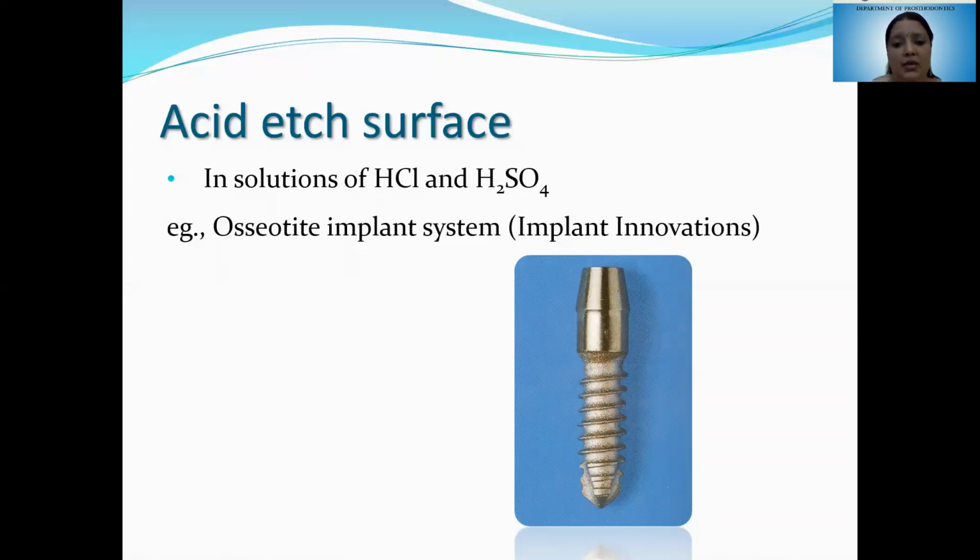The first modification done to titanium is the acid etching of the surface. Acid etching is done with a solution of hydrochloric acid and sulfuric acid, which imparts a surface roughness to the implant, improves the surface area. A rougher surface also allows better and faster osseointegration in bone. This also cleans the implant surface.